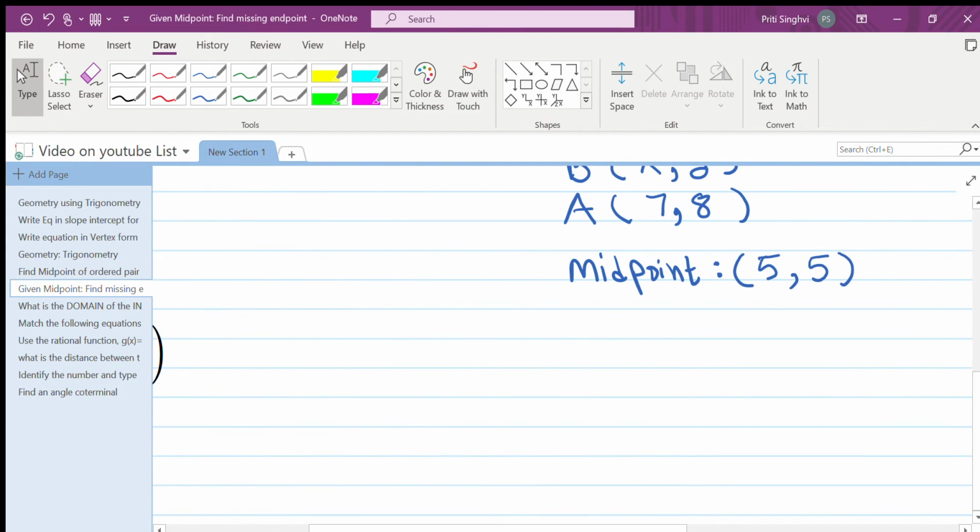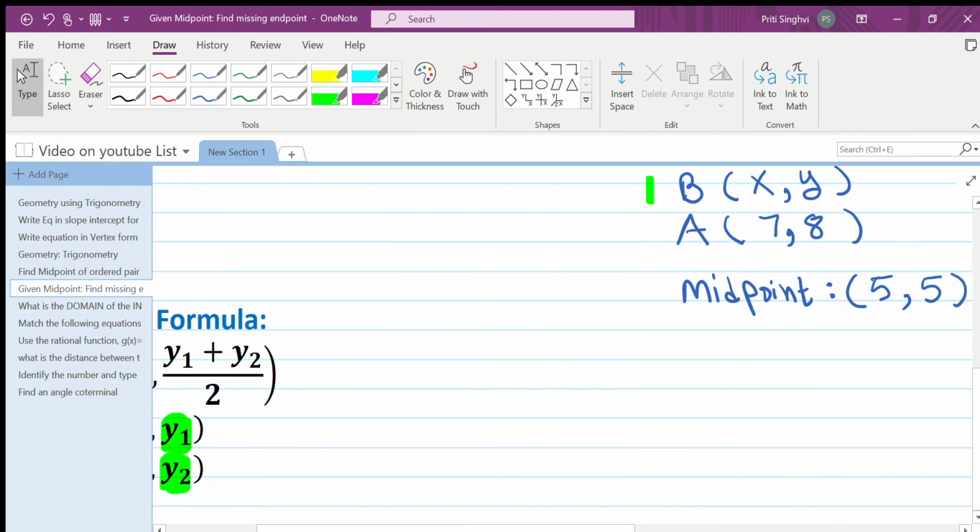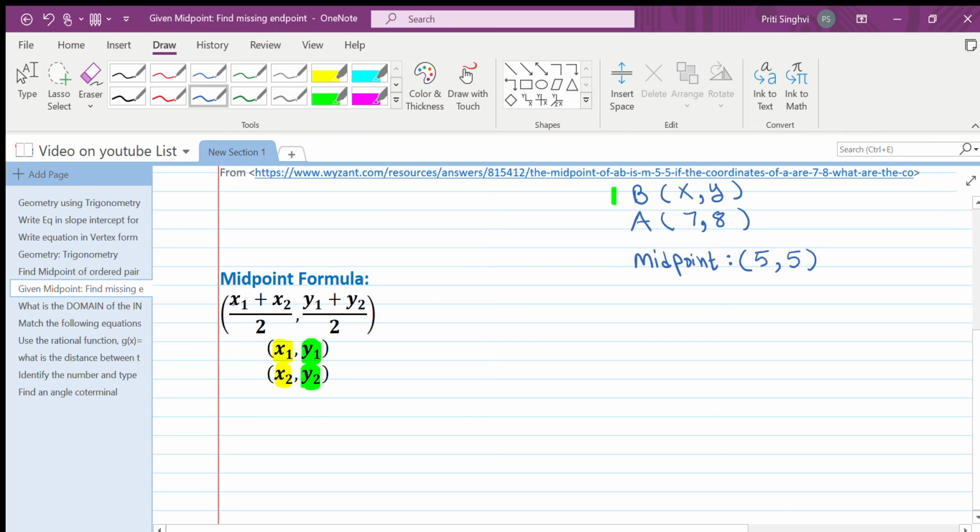So in this problem, we have B as (x, y) because we don't know that information and we're looking for that. A is (7, 8), which is already given, and the midpoint is (5, 5). So let's apply the formula. I'm going to start from the top and consider that one as my first ordered pair, and this is my second one. So (x plus 7) divided by 2. I'm going to keep it as an ordered pair. And then for the y, I'm going to say (y plus 8) divided by 2. So taking the first one first and the second one second.